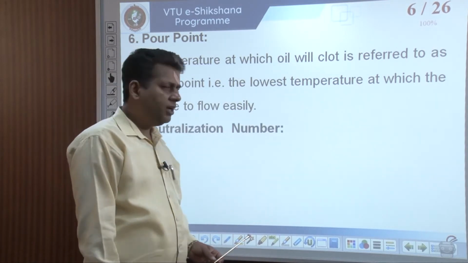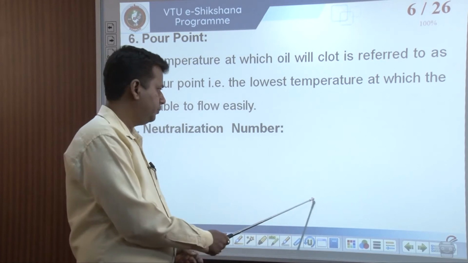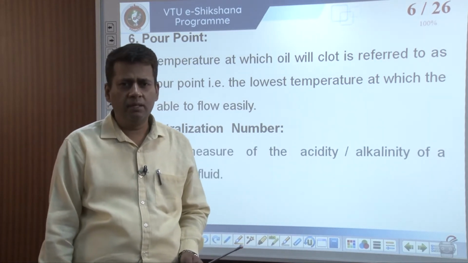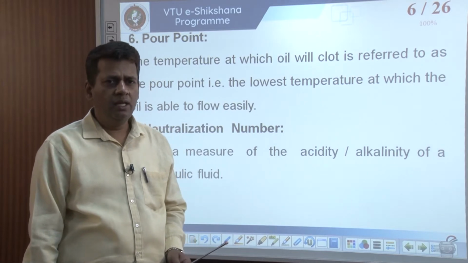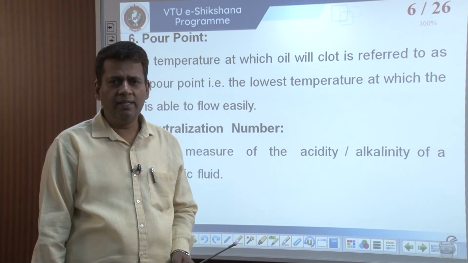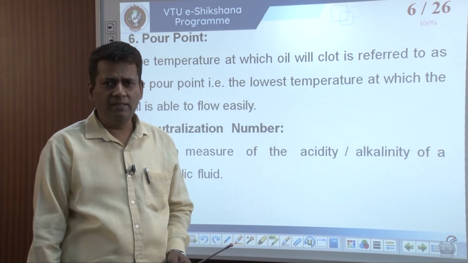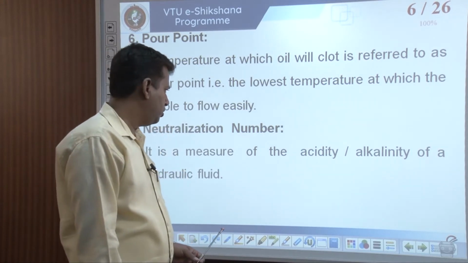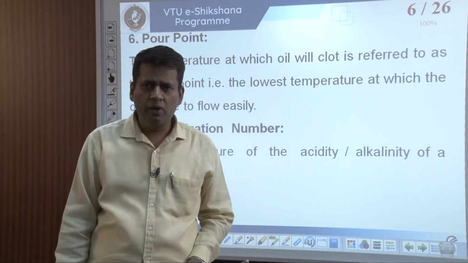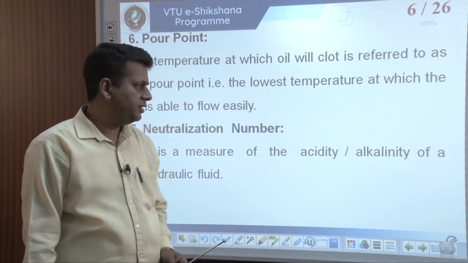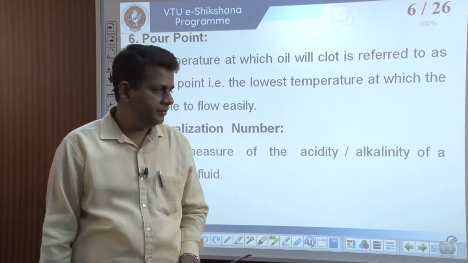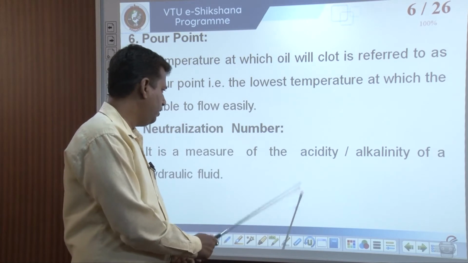Next is neutralization number. Neutralization number is similar to pH number. In the pH scale, 0 to 7 is acidic, 7 to 14 is basic, and we have a buffer zone, right. Similarly, we do not use pH for oil, we use neutralization number. It is a measure of acidity or alkalinity of a hydraulic fluid.